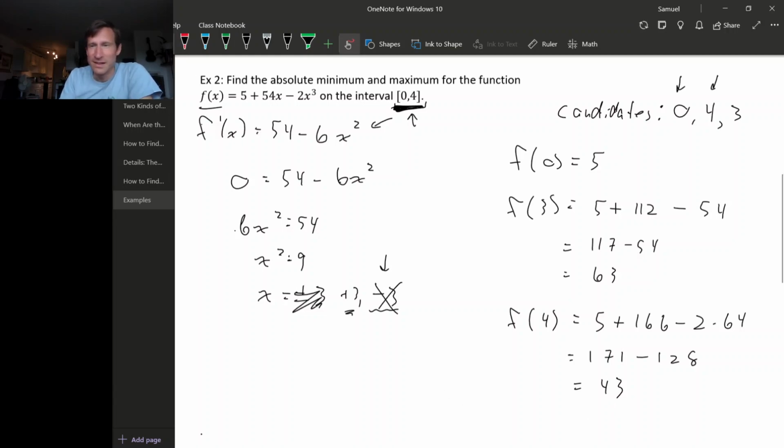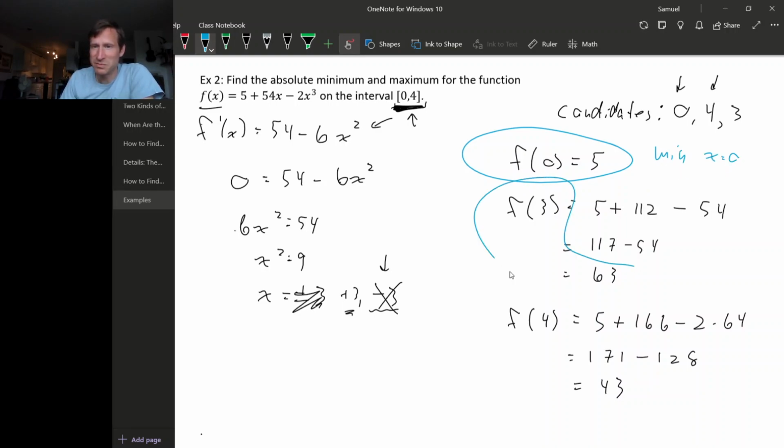Okay, so now that we have this list, we can just pull off the biggest and smallest outputs. So there's the smallest. So our absolute minimum is at x equals 0, and our absolute maximum is this one. So our absolute maximum is at x equals 3.